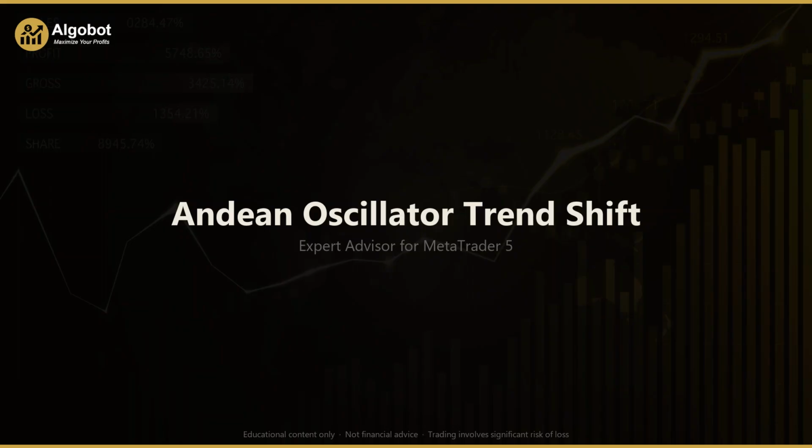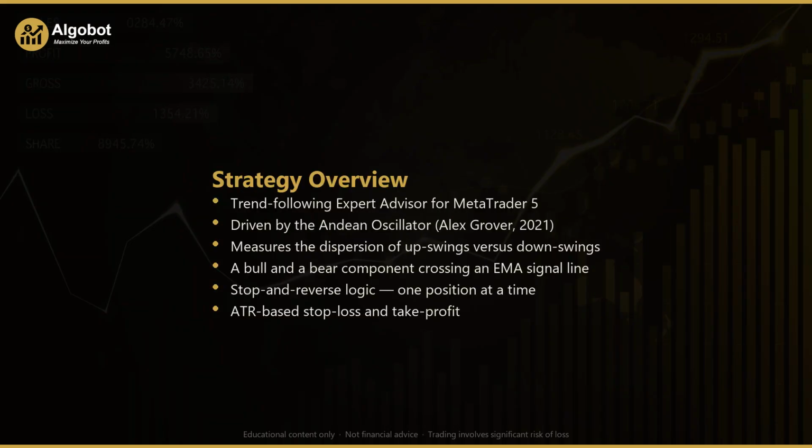Let's get into it. So what is this expert advisor actually doing? At its heart, Andean Oscillator Trend Shift is a trend-following system. It doesn't rely on a moving average, an RSI, or a set of bands like most strategies you'll see. Instead, it uses the Andean Oscillator, which approaches trend detection from a genuinely different angle. Rather than tracking one smooth line of price, it keeps four running envelopes at once. Two of them follow price itself, an upper and a lower envelope, and two more follow price squared.